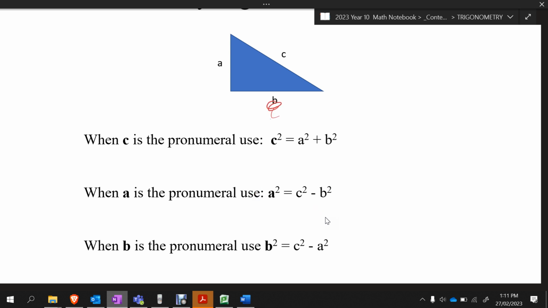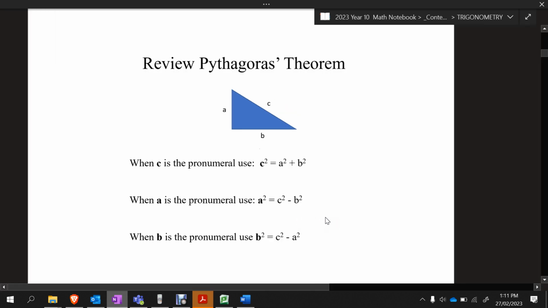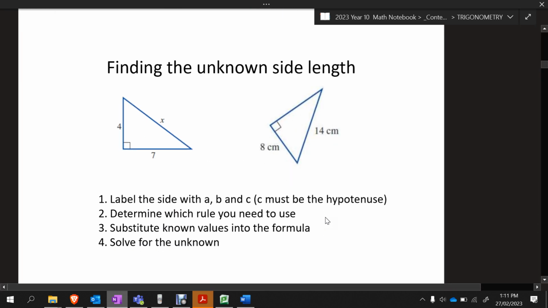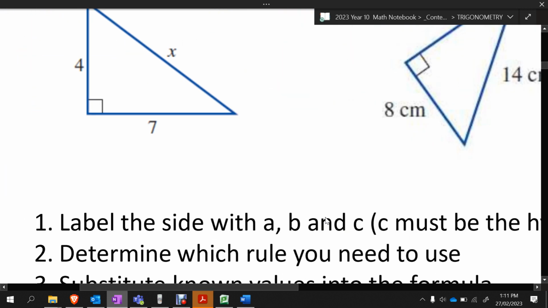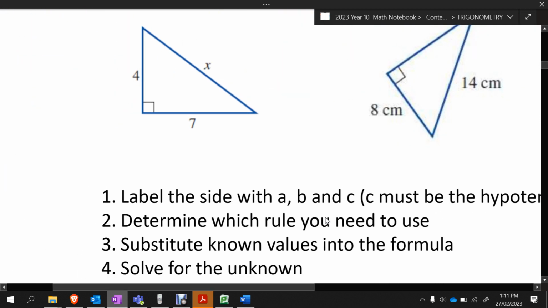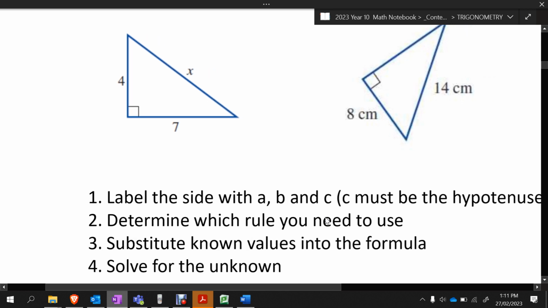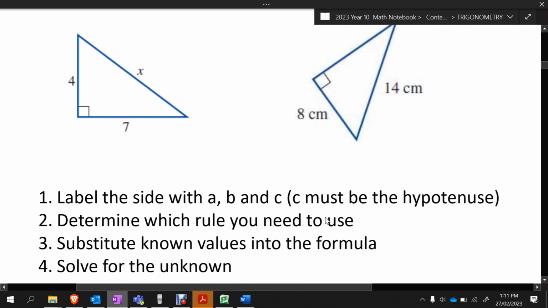If you don't have B and you're looking for that, then you use the B formula to find the unknown side for that triangle. Let's put it to practice, and you've got this in your notes. Follow along with me. What you want to do is follow the steps. It says always label the sides A, B, and C. C must always be the hypotenuse.